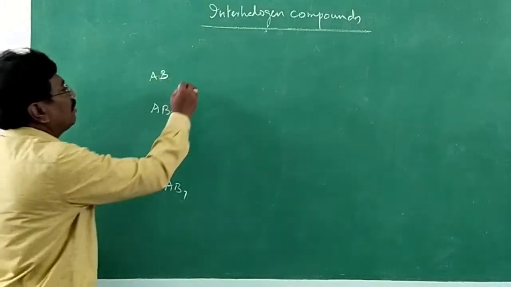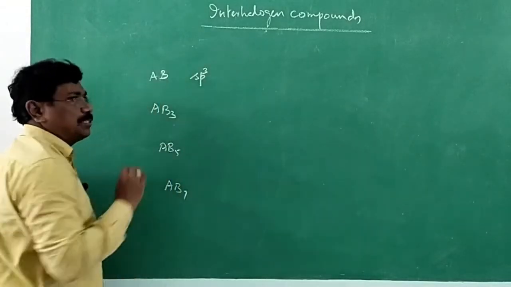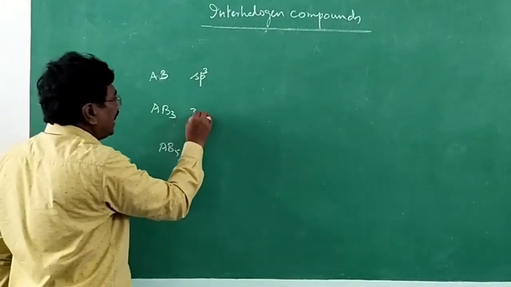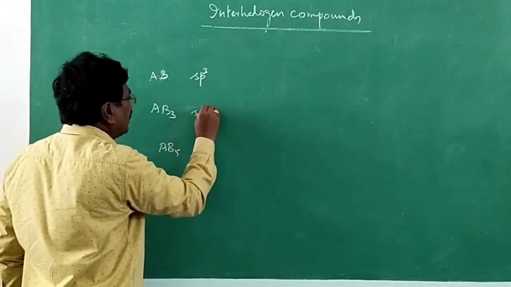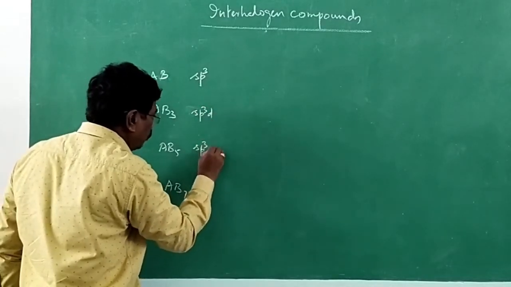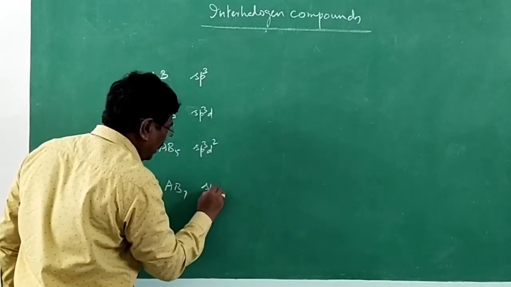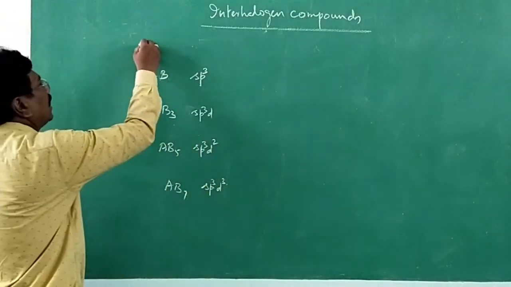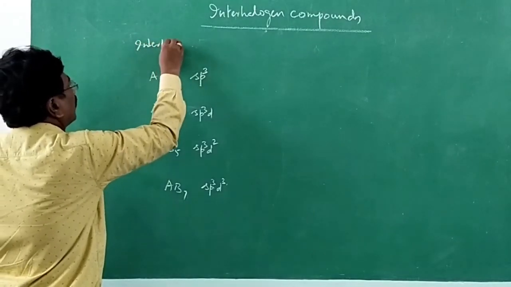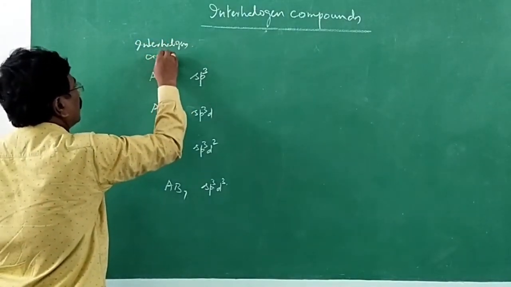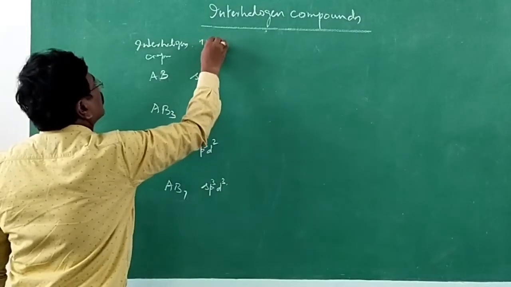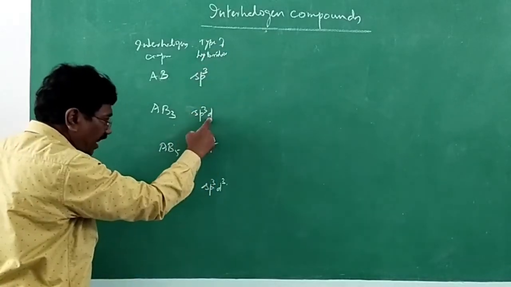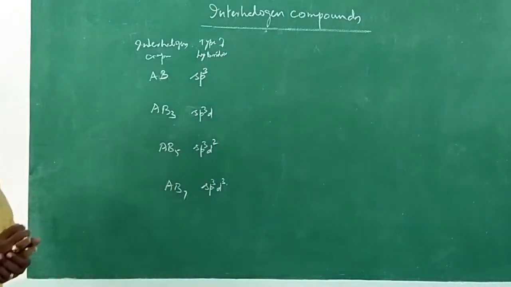AB molecule is involved in sp3 hybridization. Next to that we can add one by one: sp3d, sp3d2, sp3d3. So this is the type of hybridization in interhalogen compounds. sp3, d we have added, d2, d3, likewise it goes.